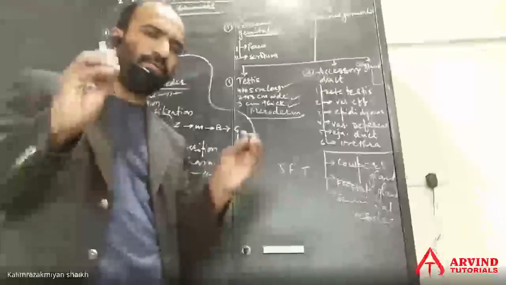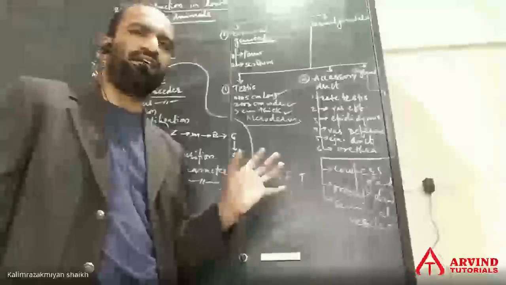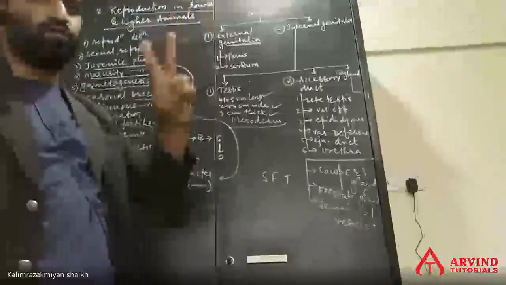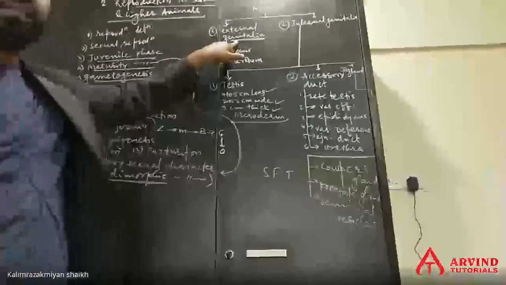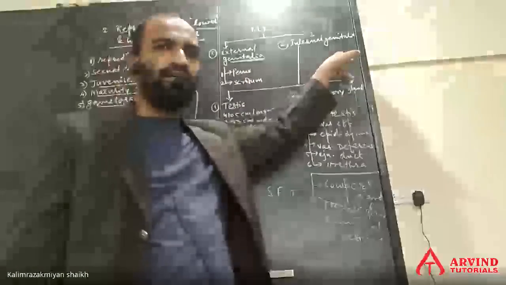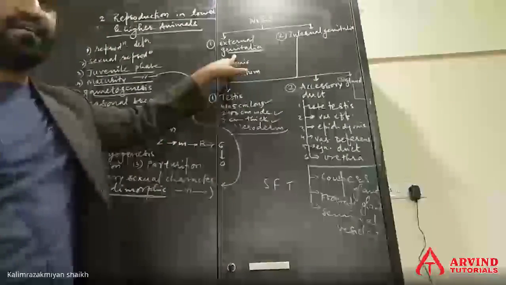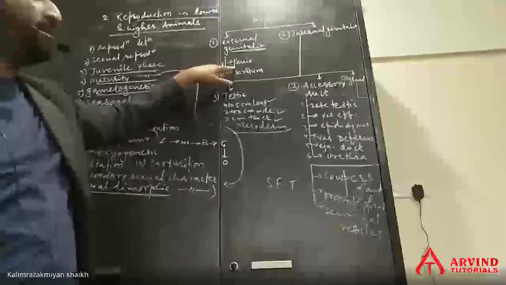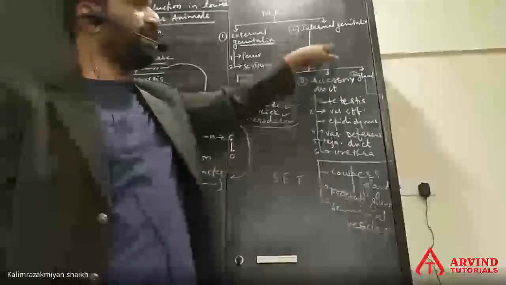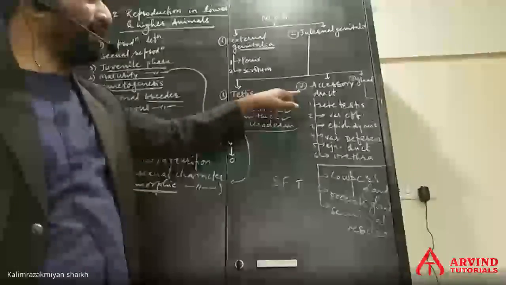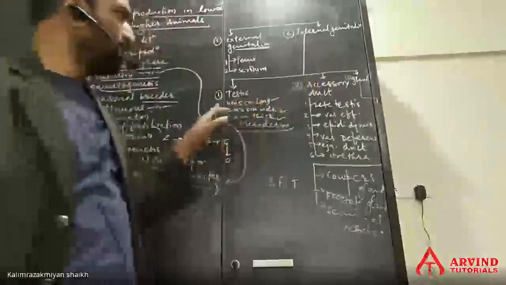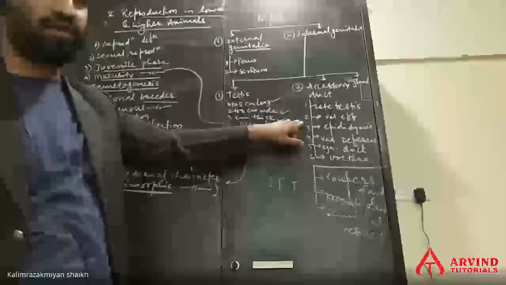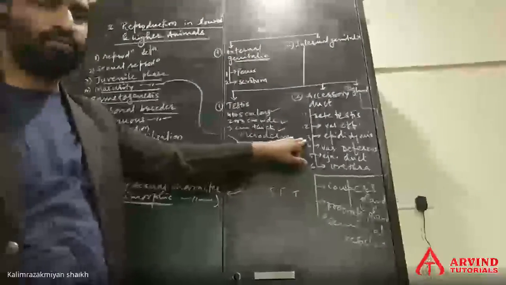But before that, you people remember this chart related to the male reproductive system. The male reproductive system is divided into two parts: external genitalia and internal genitalia. The word genitalia is nothing but reproductive organ. Which are the external genitalia? Penis and scrotum. Which are the internal genitalia? Testes, accessory ducts and glands. In the accessory duct there is rete testis, vasa efferentia, epididymis. We will see in detail.